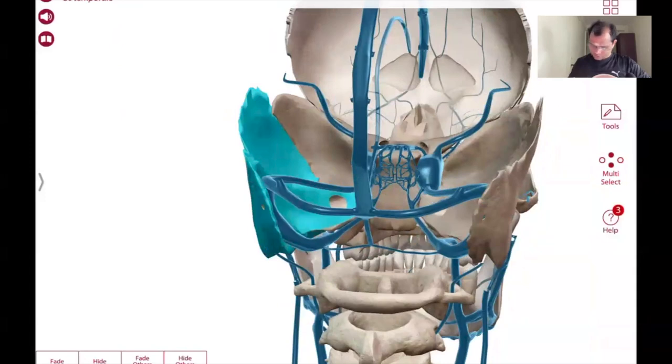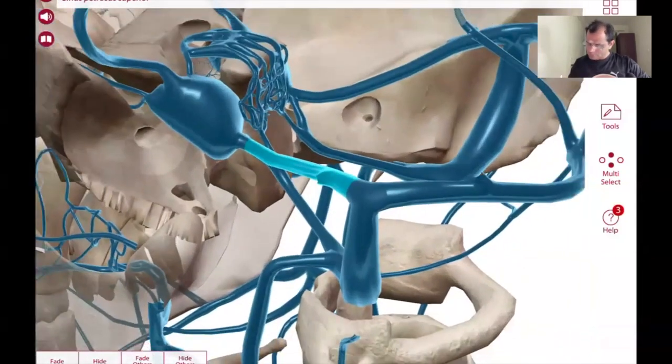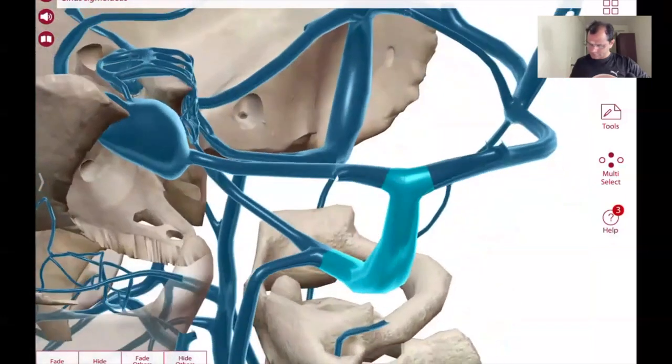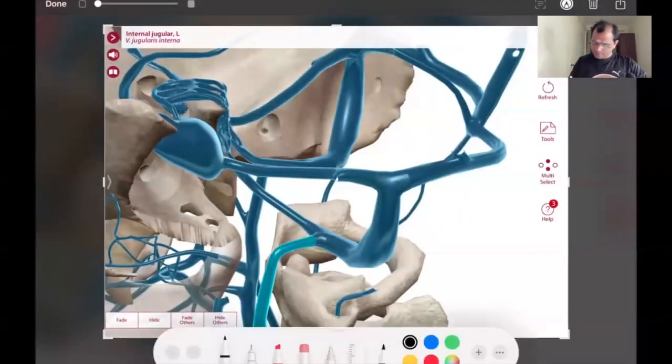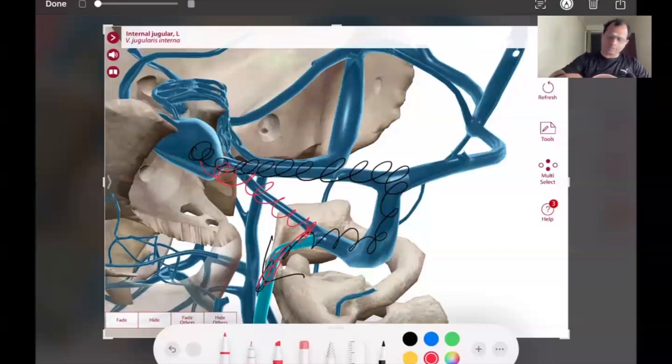So I will remove this structure. From the cavernous sinus, the blood goes through the superior petrosal sinus, then the transverse sinus, then this S-shaped structure, the sigmoid sinus, then the internal jugular vein. So there are two routes. One route is like this, and one route directly like this. There are two routes, superior and inferior. Both are coming from the cavernous sinus.